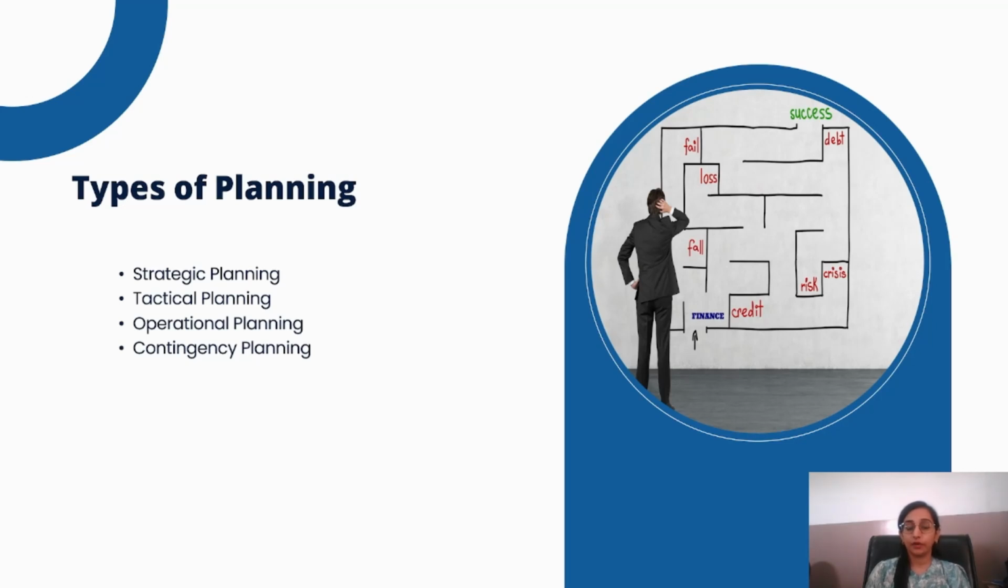Here are some core elements of strategic planning. We have a few points like mission and vision, environmental scanning, strategy formulation, strategy implementation, and evaluation and control. We will discuss one by one.